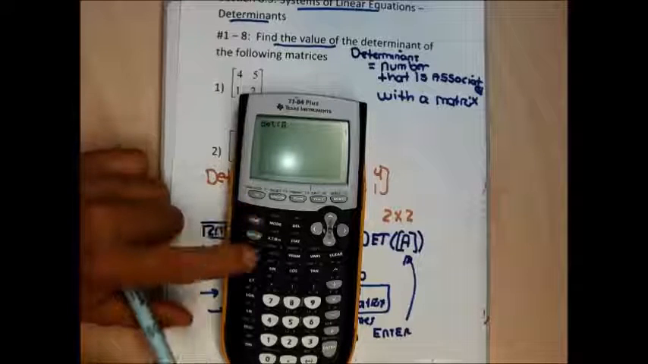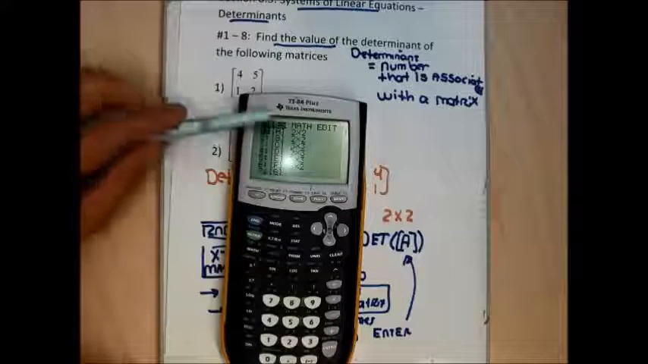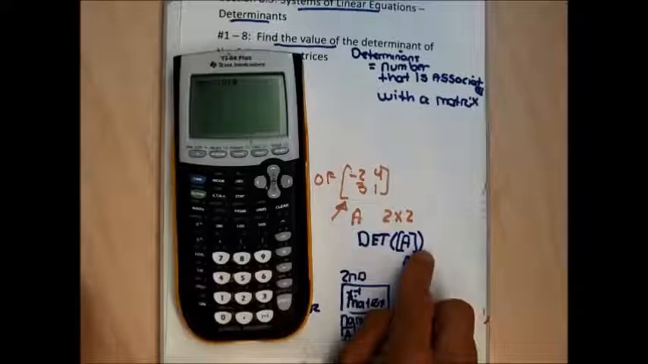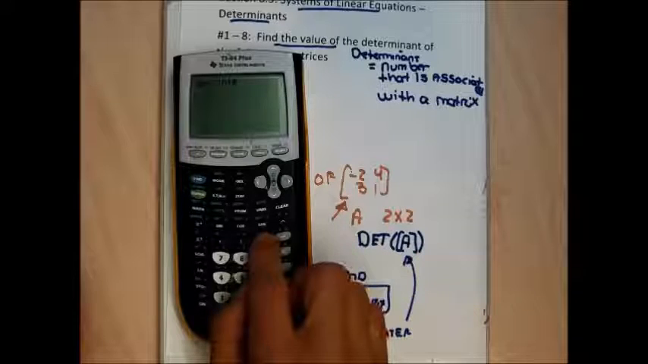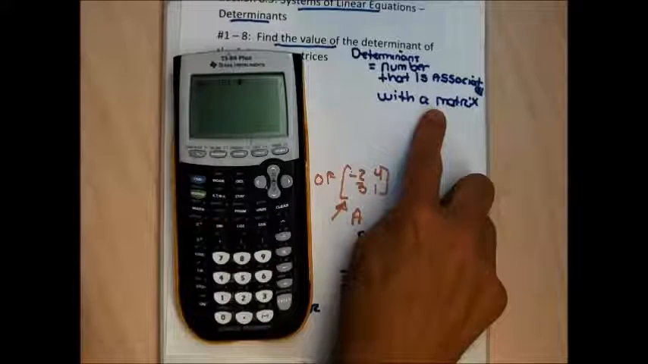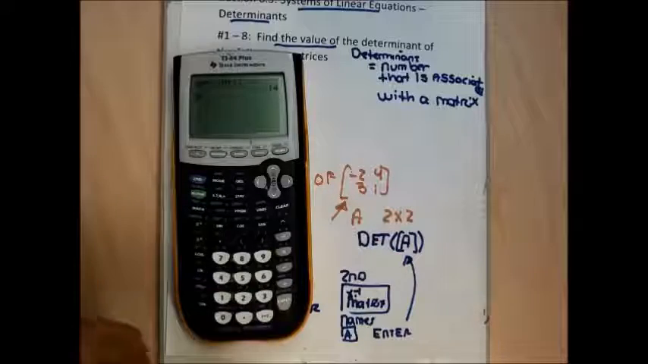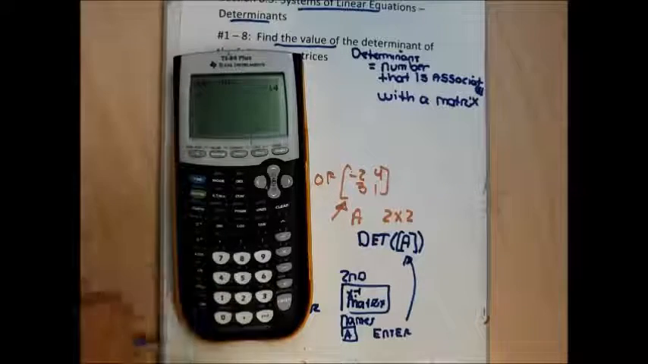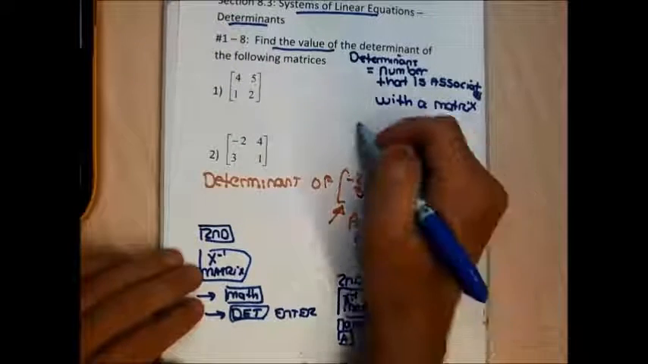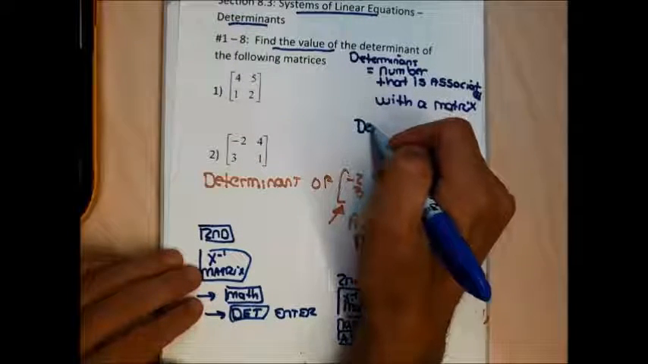We hit second and then matrix. The names and the A is highlighted. I'm going to hit enter, and it's going to get the A next to my DET. If it bugs me, I don't need to close that right parenthesis, but I can. I'm going to hit enter one more time, and it's going to give me the number that's associated with this matrix, the determinant of this matrix. And that determinant is -14. The answer to problem 2 is the DET of this matrix is negative 14.